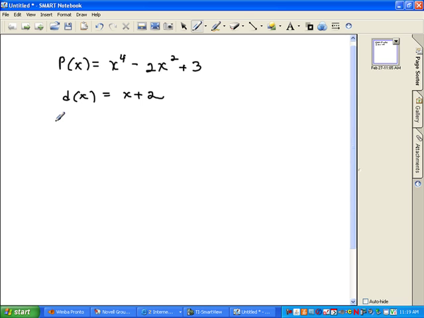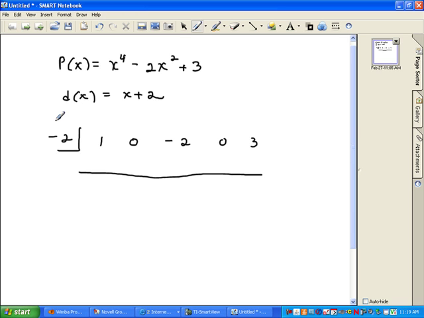When we set the synthetic division up, we'll put the negative 2 on the outside. Then we take the coefficients of our polynomial and we put those inside. Make sure you put zeros for anything that's missing. Notice I've put zeros where the x cubed would be and where the x would be. Now, we go through the process, we bring down the first term and we multiply. Then we add. Then we multiply again. Then add, multiply, then add, multiply, then we add this one last time.